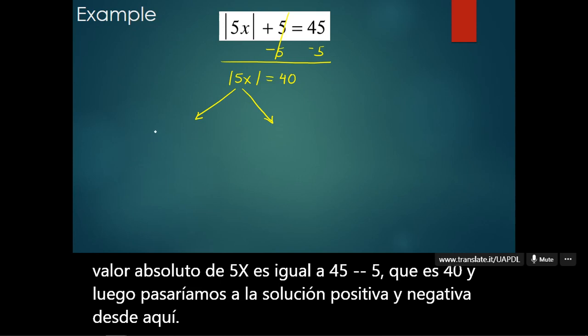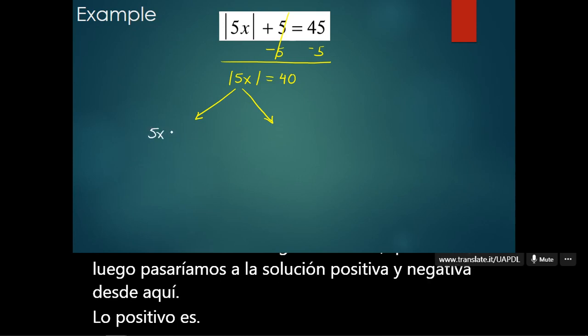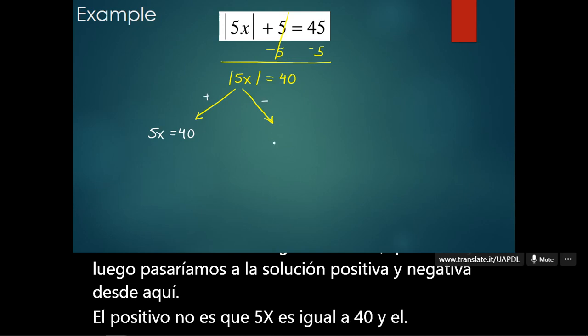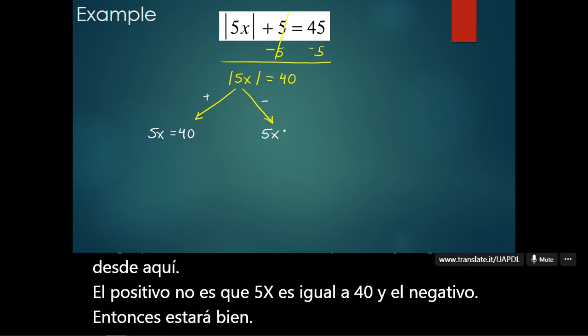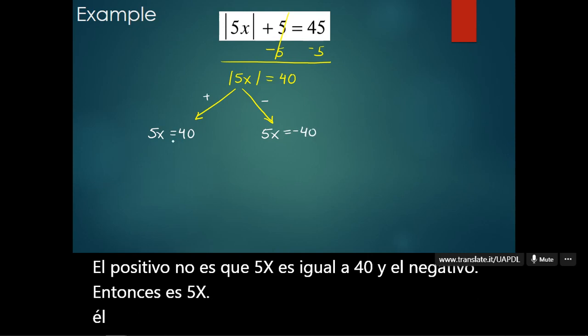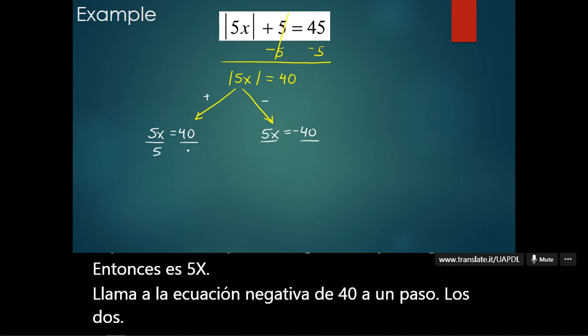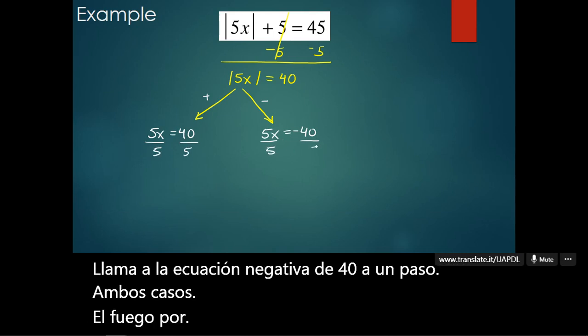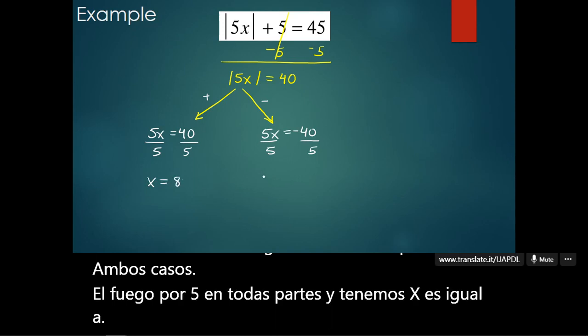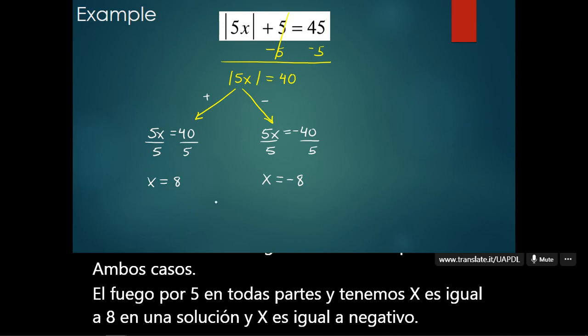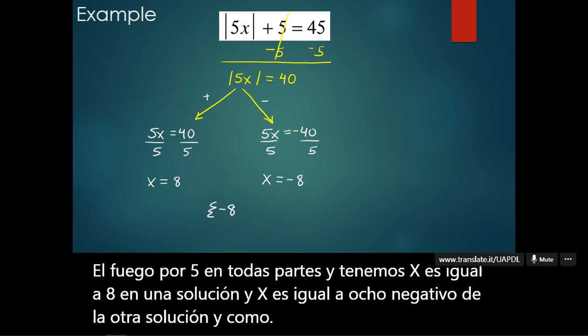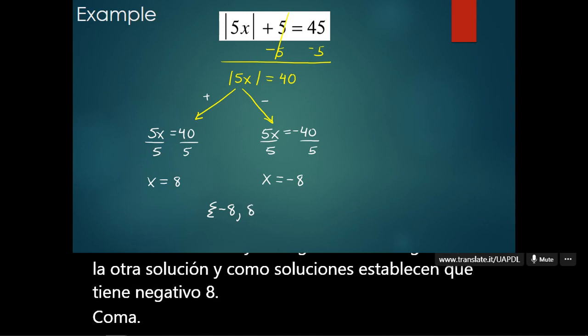The positive is going to be 5x is equal to 40. And the negative is going to be 5x equals negative 40. So one-step equation in both of these cases. So we'll divide by 5 everywhere. And we have x is equal to 8 in one solution, and x is equal to negative 8 in the other solution. And as a solution set, you have negative 8 comma positive 8.